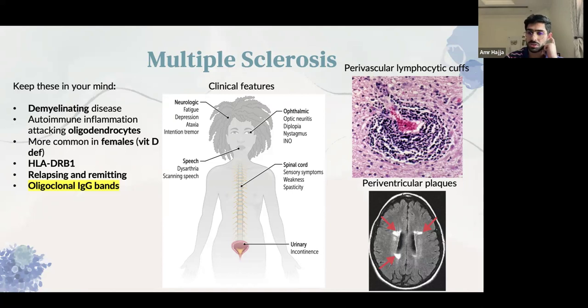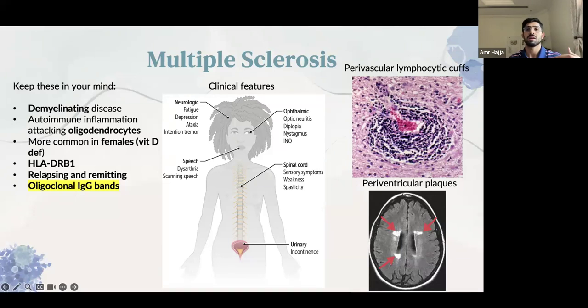It's important to know the genes because sometimes they like to ask about genes, and the most important gene implicated in multiple sclerosis is basically HLA-DRB1. It's a disease that's characterized by relapsing and remitting. Now, what do we mean by relapsing and remitting? And it's important to note this. Why? Because relapsing and remitting means that the symptoms come and go.